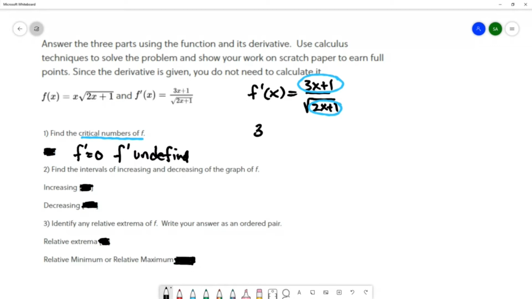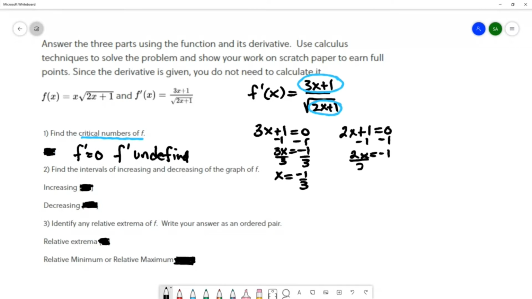We'll set 3x plus 1 equal to 0 to get our critical numbers. That's 3x equals negative 1 when we subtract 1 from both sides. Divide by 3 and we have x equals negative 1/3. We'll also set that denominator equal to 0 and solve, subtracting 1 on both sides. That's 2x equals negative 1. Divide by 2 and we have x equals negative 1/2. So these are the critical numbers of f.